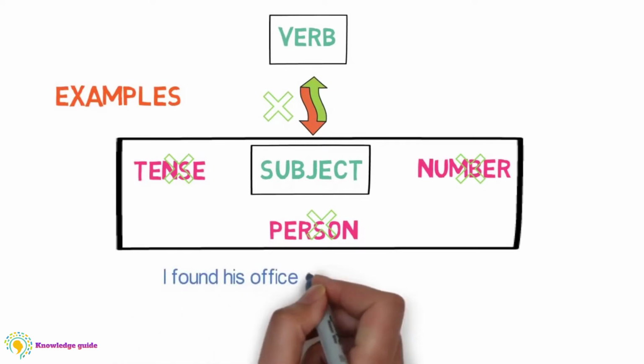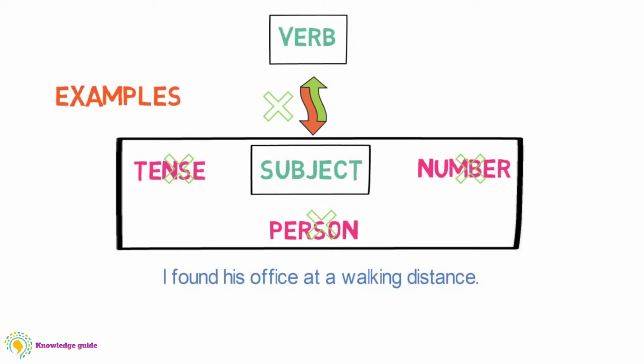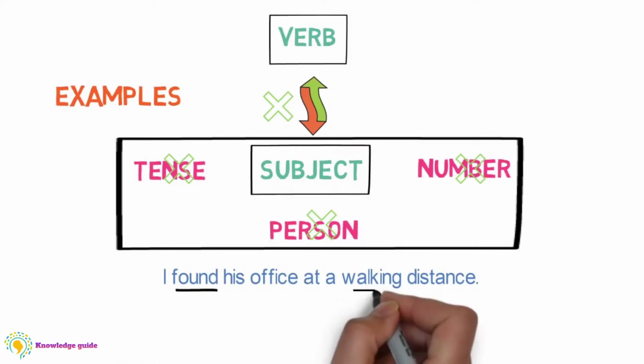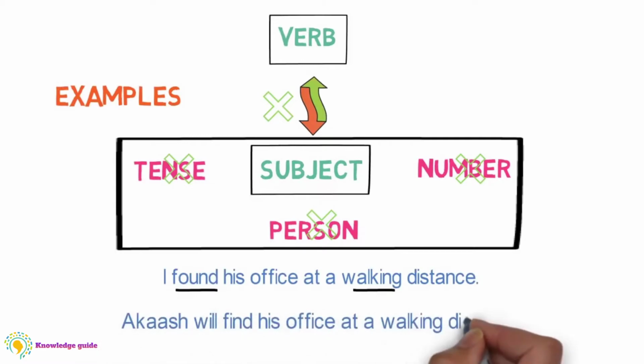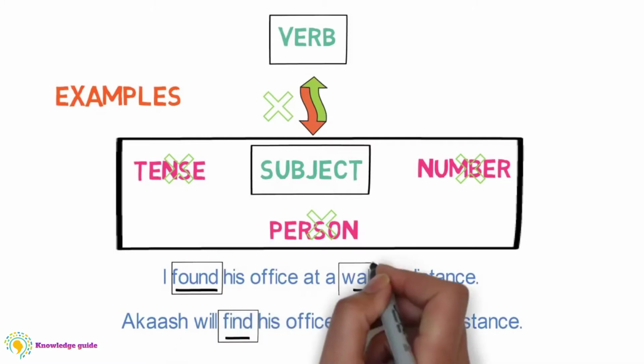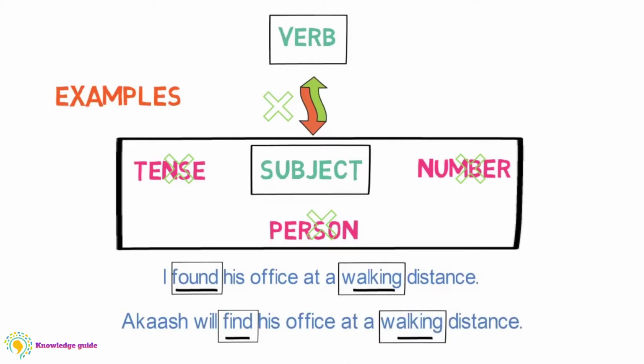I found his office at a walking distance. Here, the subject is singular and the sentence is in the past tense. There are two verbs here, found and walking. Let's take another example. Akash will find his office at a walking distance. Here the subject is in a singular person and the sentence is in the future form. Similarly, here also there are two verbs, find and walking. Here you will find the word found has changed to find in the other sentence, but walking did not change in both forms, and thus it does not function as the main verb in the sentence, and so they are non-finite verbs. Dear viewers, hope you have understood what is meant by non-finite verbs.